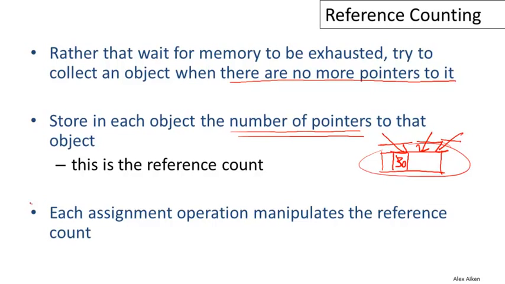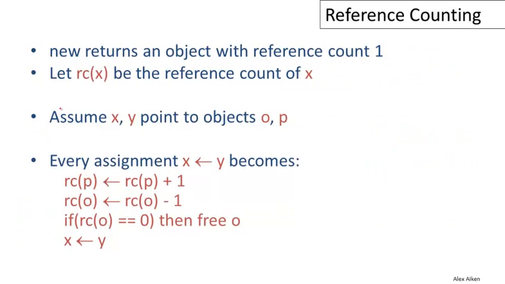What this means is that every assignment has to manipulate the reference count in order to maintain an accurate count of the number of pointers pointing to an object. Allocating a new object returns an object with a reference count of 1. When an object is created by new, it will already have a reference count of 1. The pointer that is returned is the only reference to the object. We're going to write the reference count of an object x as rc of x.